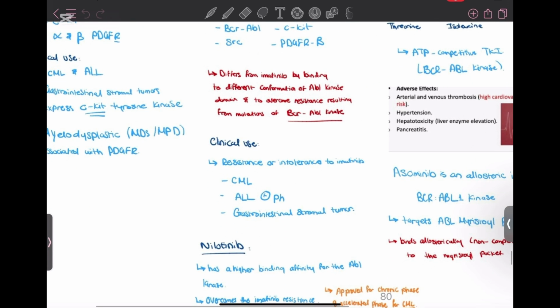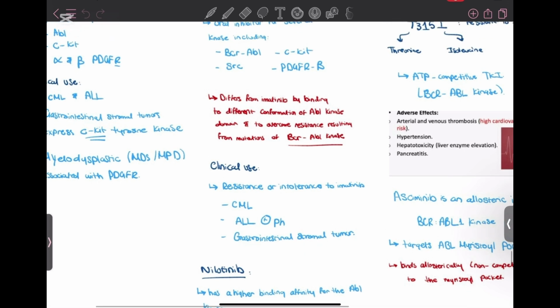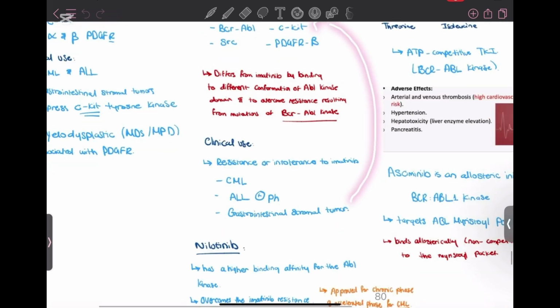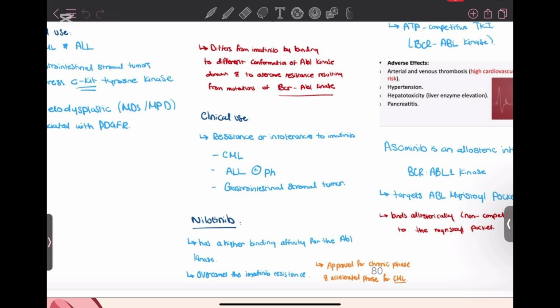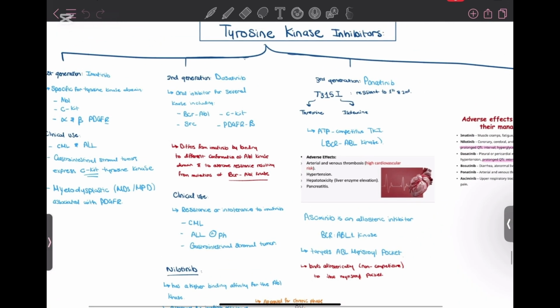Their clinical use: they're also used in CML and ALL, however, with the positive Philadelphia gene. They're also used with gastrointestinal stromal tumors that express c-KIT. Then we have nilotinib. It has a higher binding affinity for the ABL kinase. It's also used to overcome imatinib resistance, and it's approved for the chronic phase and accelerated phase of CML. These 2 phases could be a keyword as to which type of kinase inhibitor you would use.